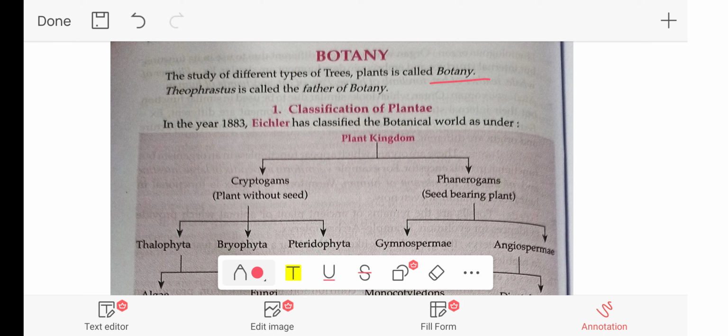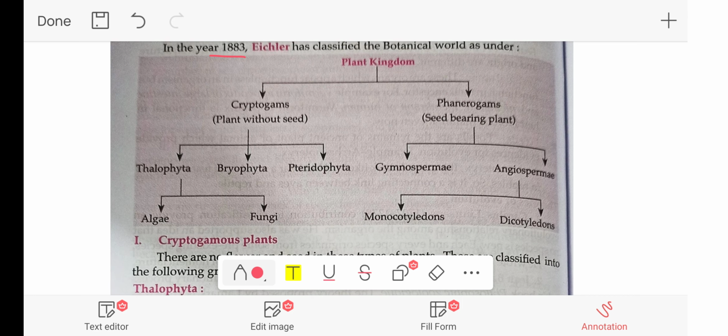Theophrastus is called the father of botany. Now see the classification of plantae. In the year 1883, Eichler classified the botanical world as under plant kingdom, and the plant kingdom is further divided into cryptogams and phanerogams. Cryptogams are plants without seeds, and they are further divided into thallophyta, bryophyta, and pteridophyta.